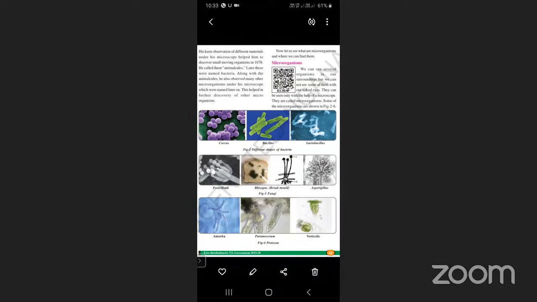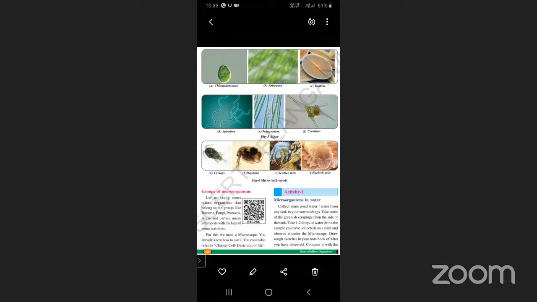As I told you in the last class, rhizopus, amoeba and paramecium are very important. There is a chance they may come in the exams also. You have to concentrate on that.